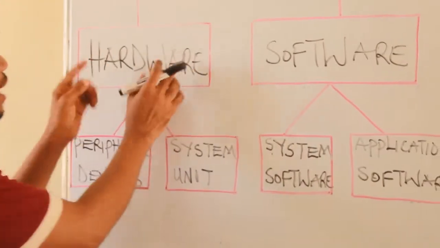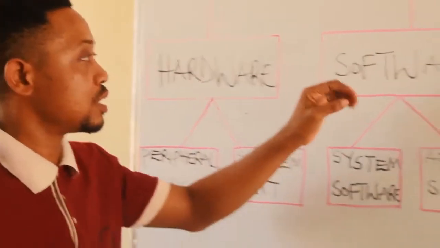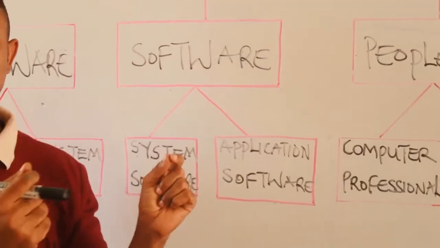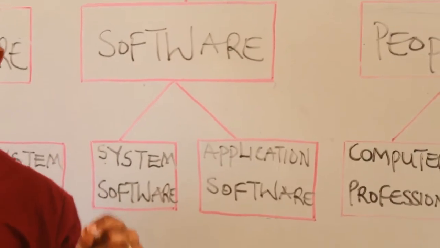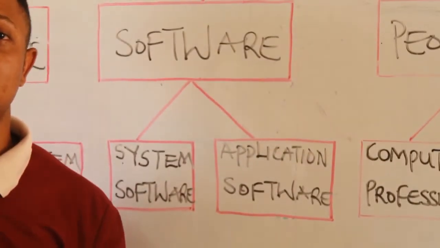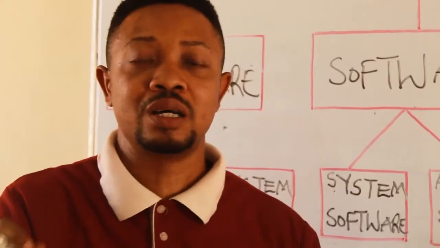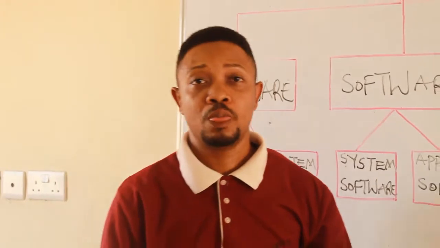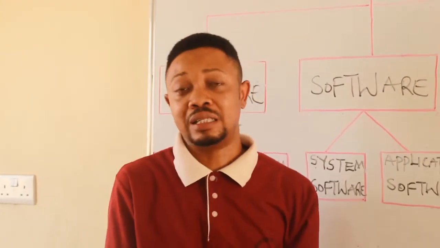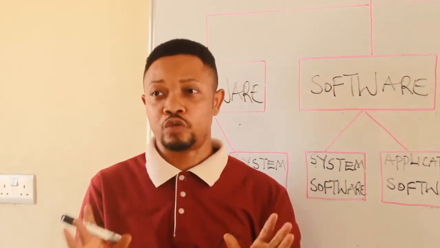Okay, now after the hardware, which we said are the physical components, there is another one that is called the software. Now the software part of the computer system are simply programs. They are programs that are written by computer programmers to direct the computer on what to do. They are programs that are written by experts to guide the hardware on how to function.